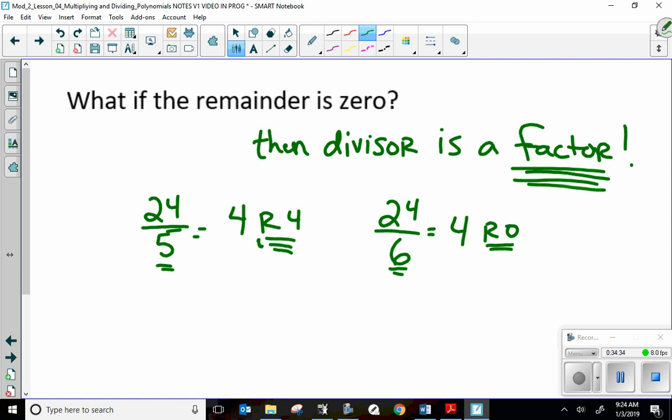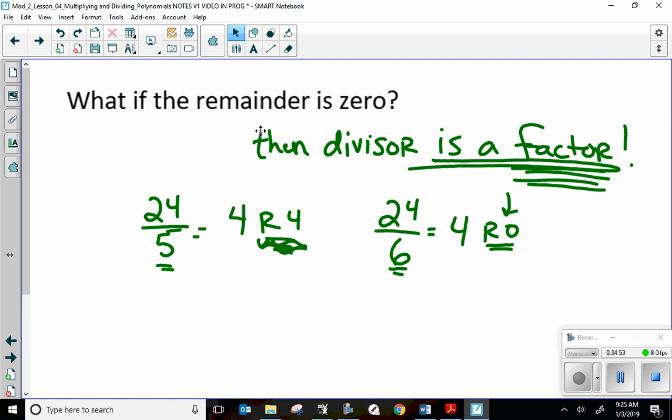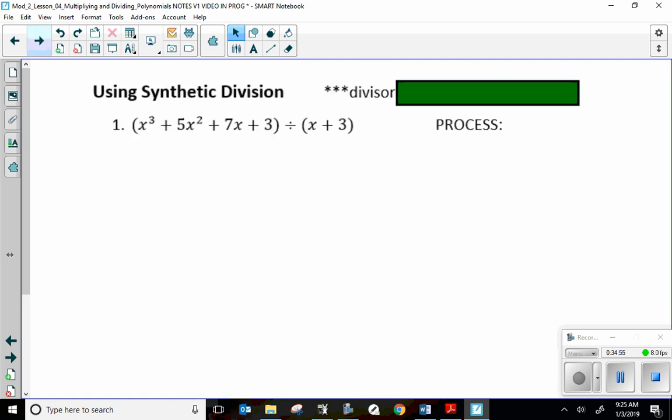So if they give you two expressions and ask whether this expression is a factor of this one, you can divide them out and see if they divide in evenly without a remainder. That's fine. Or you can just use the remainder theorem, because if the remainder is 0, it is a factor. Bang.